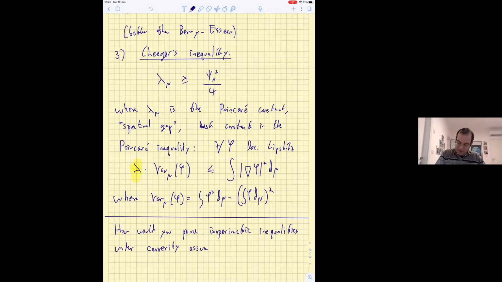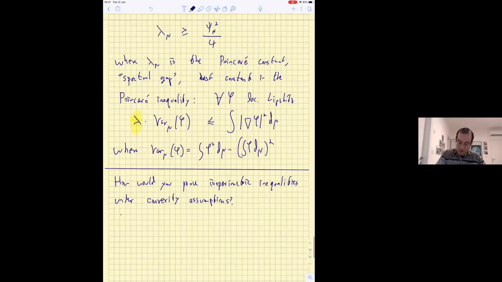So first of all, first remark is that it's easier with uniform log concavity. What do I mean? So by uniform, let me formulate a theorem.